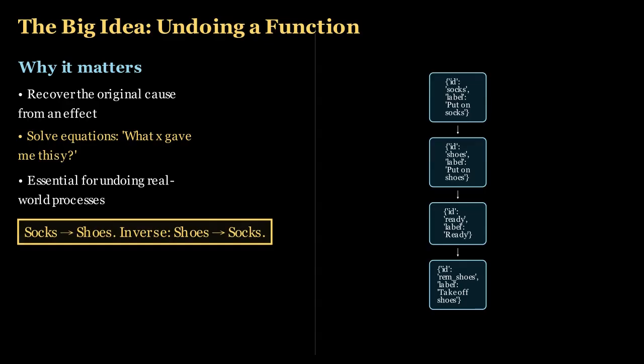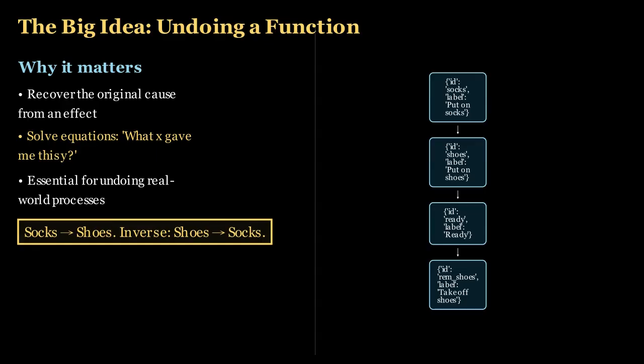So how does this backwards machine actually work? A function is just a set of ordered pairs, linking each input to its one and only output. To build the inverse, you simply swap every single pair. The output becomes the new input, and the original input becomes the new output.